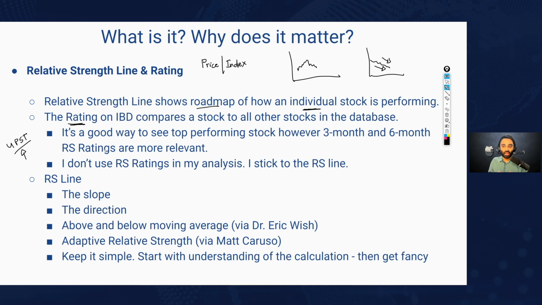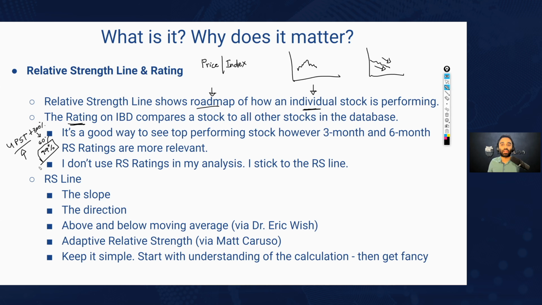So the rating, I don't tend to use in my analysis. I stick to the RS line. I'm more interested in the individual roadmap of how the stock is performing with respect to the market, rather than comparing it to other stocks, because you can have these winners of 300% that can come down 60% and still be the creme de la creme with respect to performance.